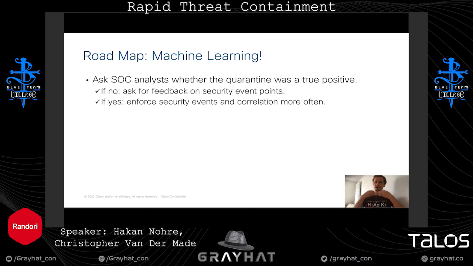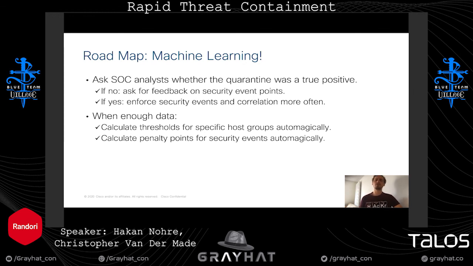And if yes, we can use that to teach our model and say, hey, these security events together, probably we should enforce more often when in doubt. Now, when we have enough data, we obviously want to go further than this manual questionnaire. We want to calculate thresholds for specific host groups automatically, as I made it here. I won't go into the details of machine learning. And we also want to calculate penalty points for security events automatically. So this is where it can really start feeding and become an organism. This is our favorite part of the roadmap. If you have any ideas, please also share them with us.